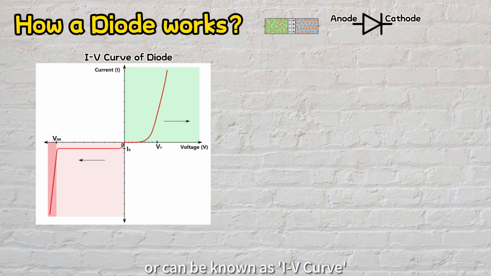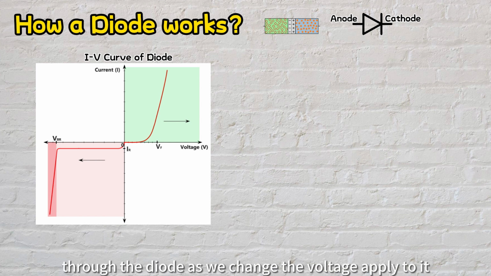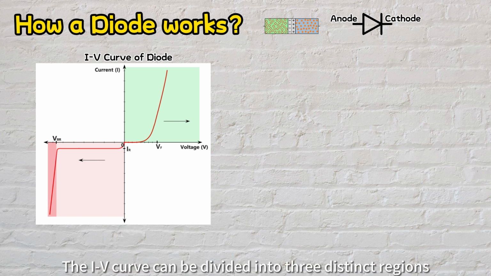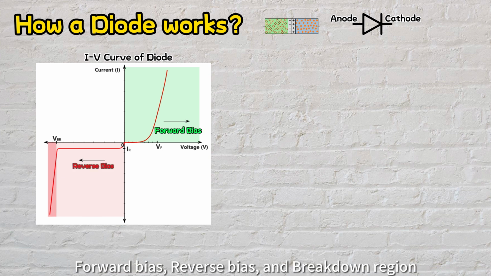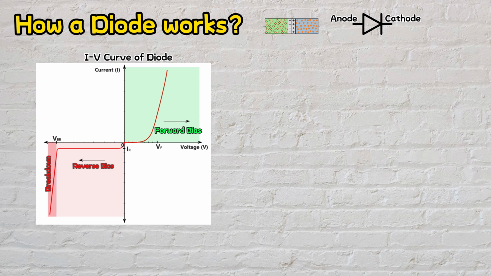Moving on, we can understand how a typical diode works by looking at its current voltage characteristic graph, also known as the IV curve. It's a graph that shows how much current flows through the diode as we change the voltage applied to it. The IV curve can be divided into 3 distinct regions: forward bias, reverse bias, and breakdown region. Let's explore each of these regions one by one.